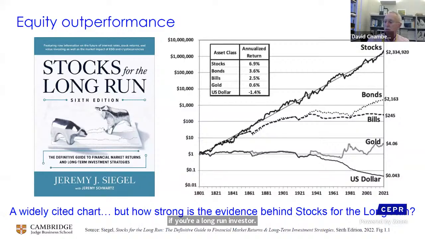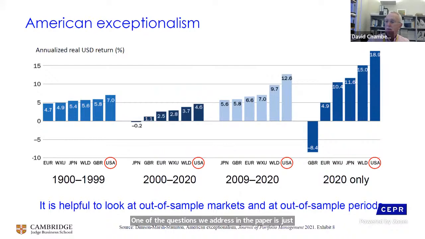One of the questions we address in the paper is just how strong is that evidence? When you look at the 20th century and even on into the 21st century, what we have here are annualized real total returns on equities in US dollars for 1900 to 99, then the first 2 decades of the current century, and then for more recent periods. In all these periods, both in the long and the short run, the US has outperformed everything else, whether it's the UK, GBR, as it's shown here, global equities, Japan, the world ex the US, or Europe.